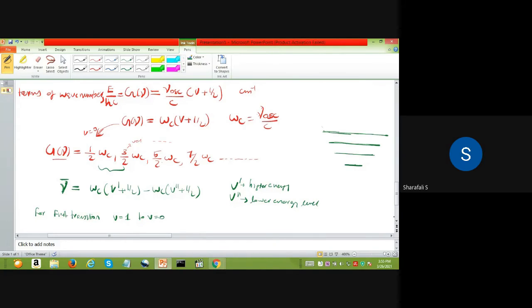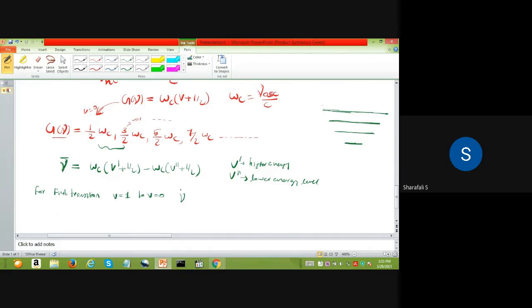In that transition, what will happen to this mu bar when V equal to 1? So when V equal to 1, that is the higher one, V dash equals 1. So that will give you 3 by 2 omega C minus, V double dash is 0, that is the lower one. So this one is 0. So it will be 1 by 2 omega C. And this will become omega C. If you take any adjacent energy levels and subtract those two energy levels in wave number, you will get omega C as the difference. So the separation between these energy levels will be omega C always.